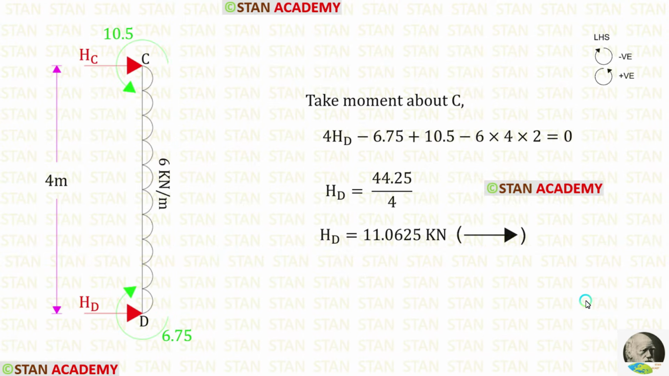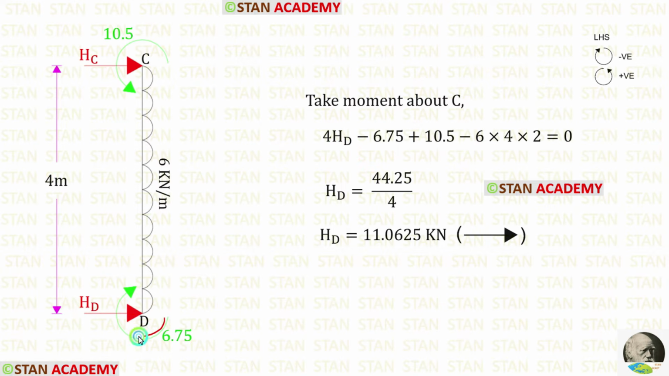Let us take the column CD and find the horizontal reaction HD. Let us take moment about C. In this case, we are moving towards the left hand side. Clockwise will be negative and anti-clockwise will be positive. HD is acting in the anti-clockwise direction, so that will be positive and the distance is 4.